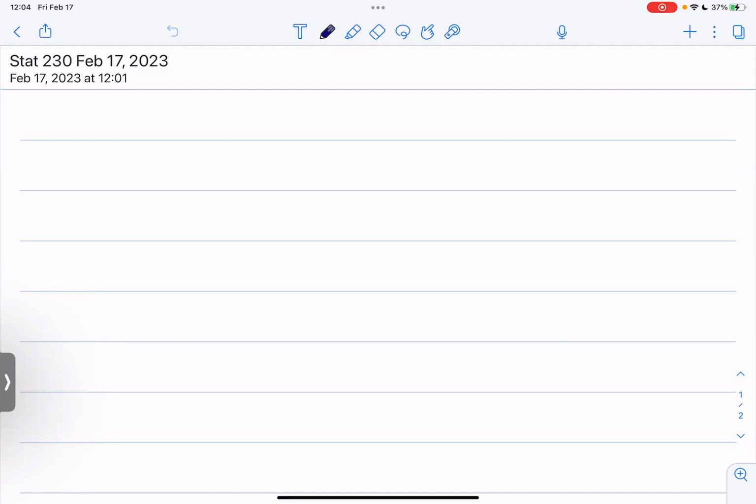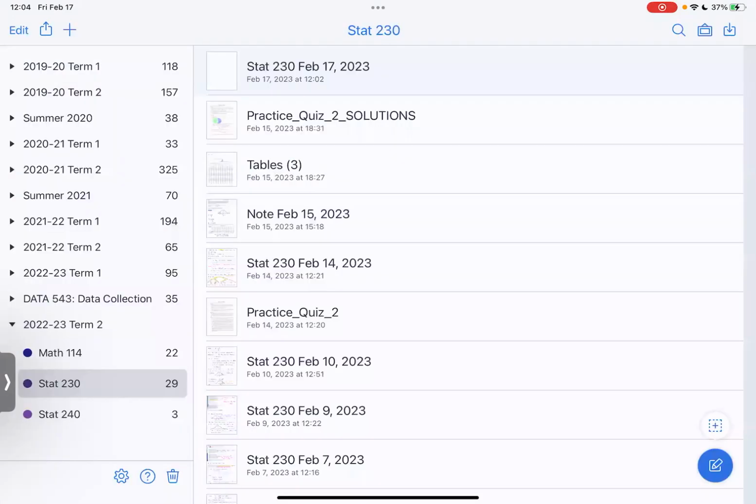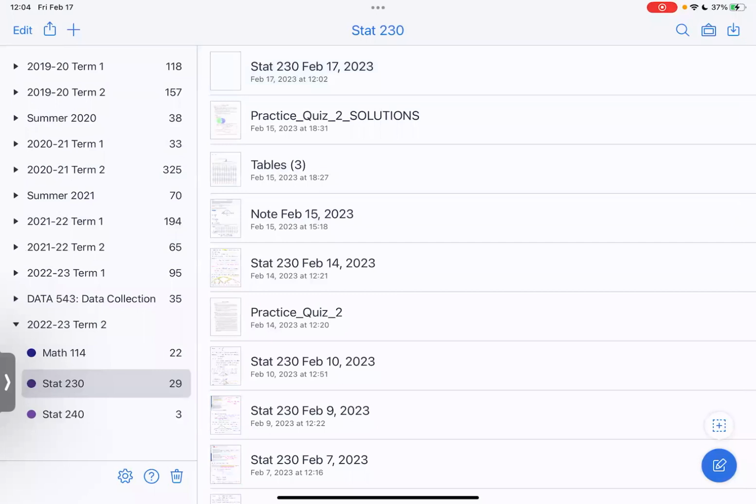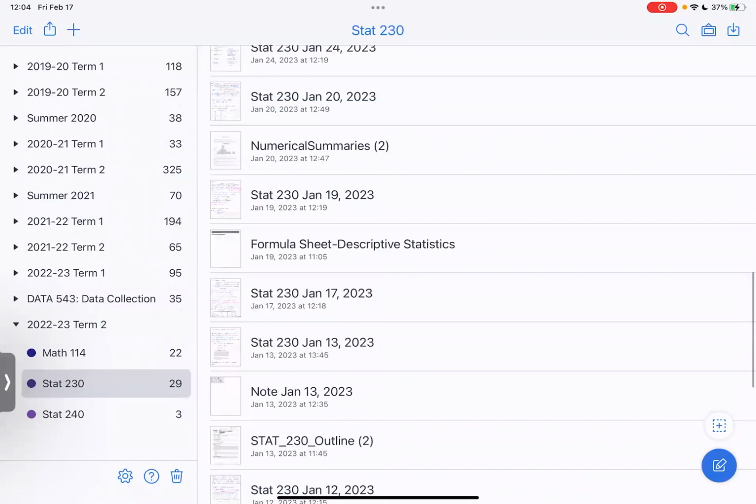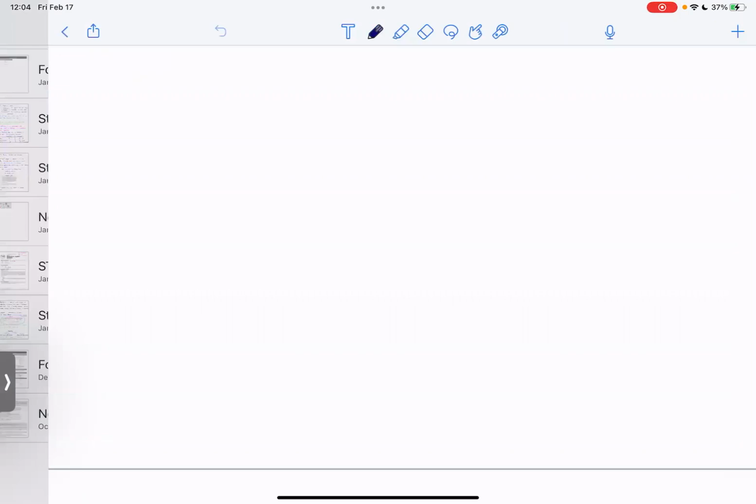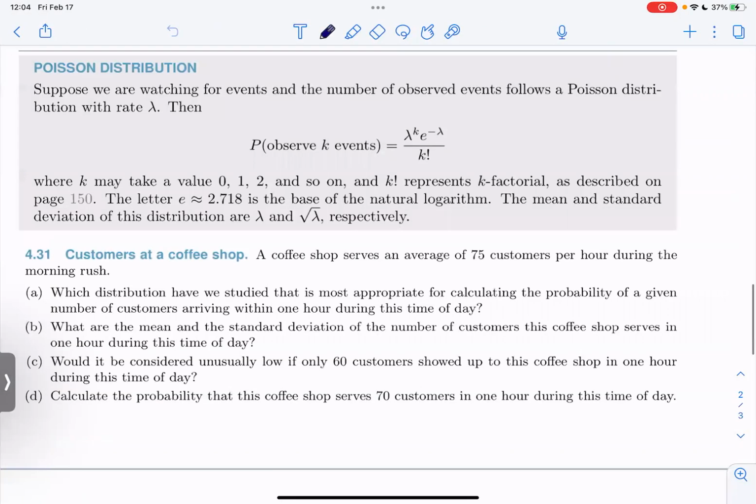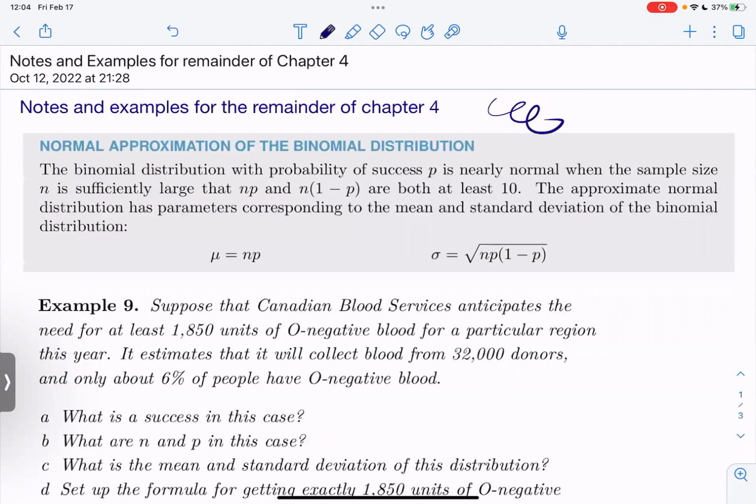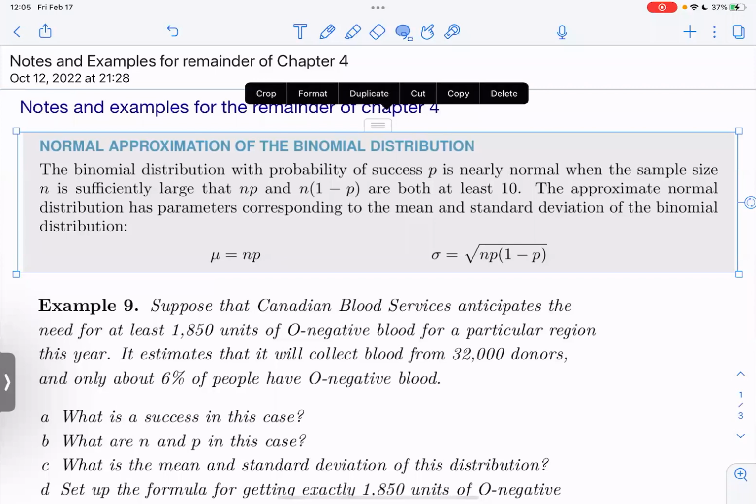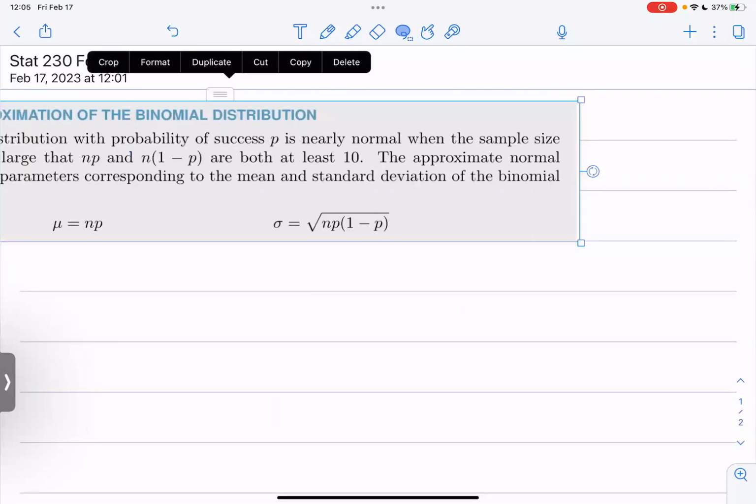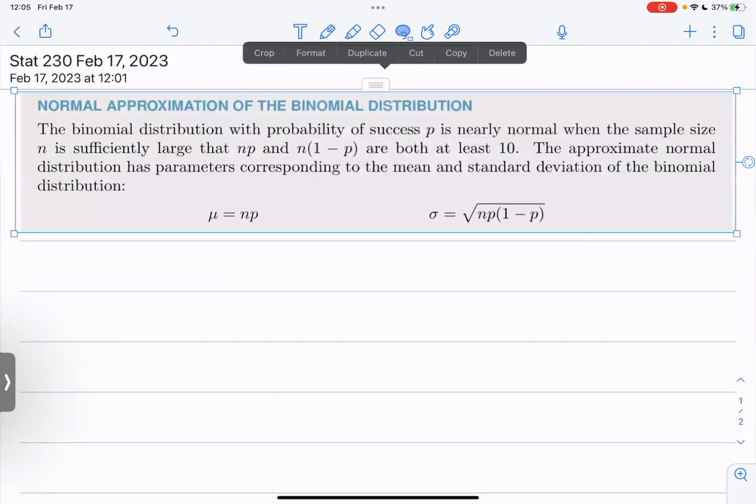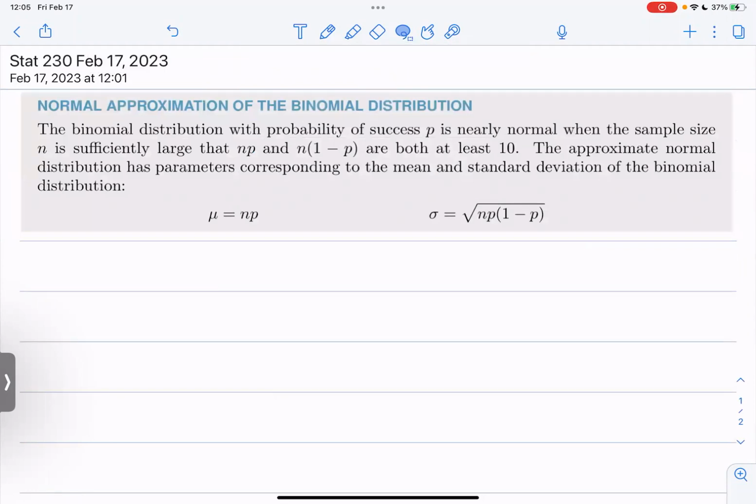So first off, the main part that we're going to talk about today is the normal approximation of the binomial distribution.